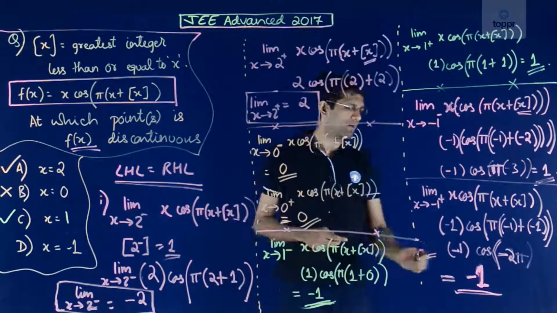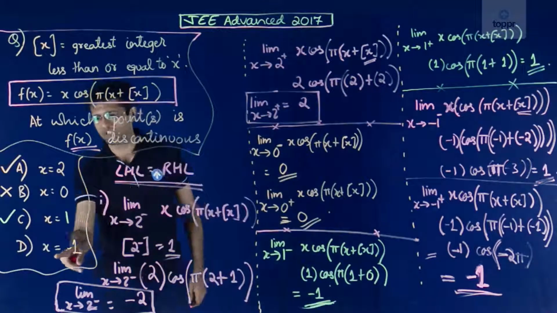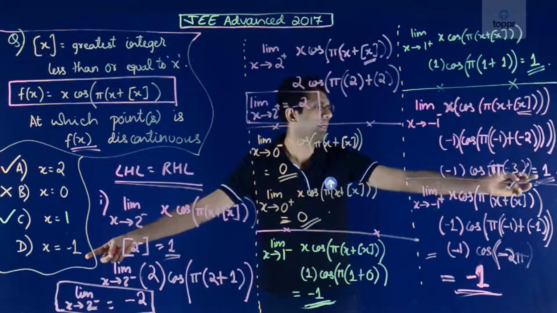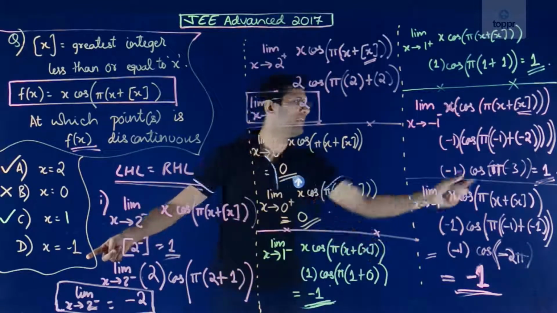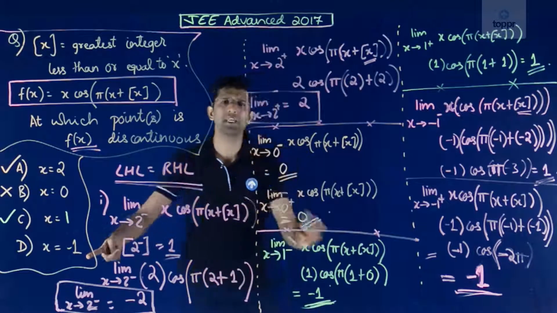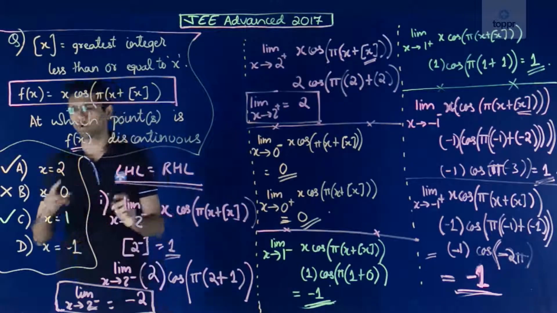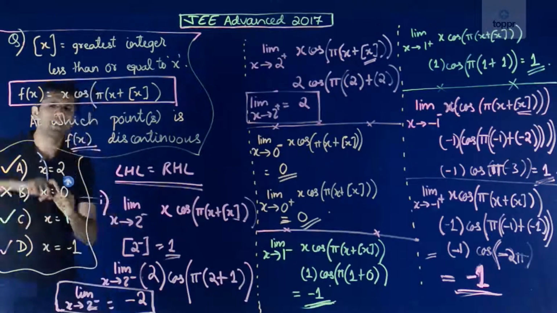So we've now obtained all the required limits, and finally we will check this fourth option, which is x is equal to minus 1. Now note that at x is equal to minus 1, the left-handed limit was plus 1 and the right-handed limit was minus 1. And so clearly left-handed and right-handed limits were unequal, and so we say that the function is discontinuous at this point as well.